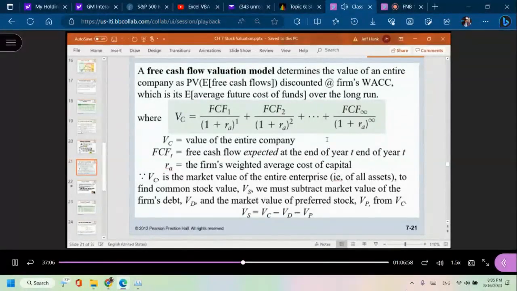Now, think about it. Free cash flows are all basically future cash flows, right? So we have to discount them back to the present. All these free cash flows, going all the way to infinity. The stream of future cash flows, right? We have to discount it. And if we discount it, that result is what? That's the value of the company.